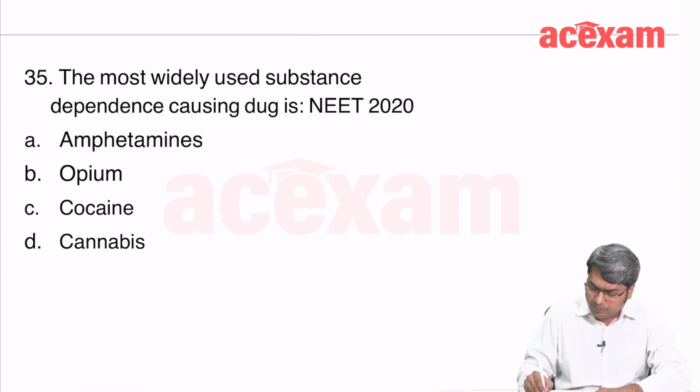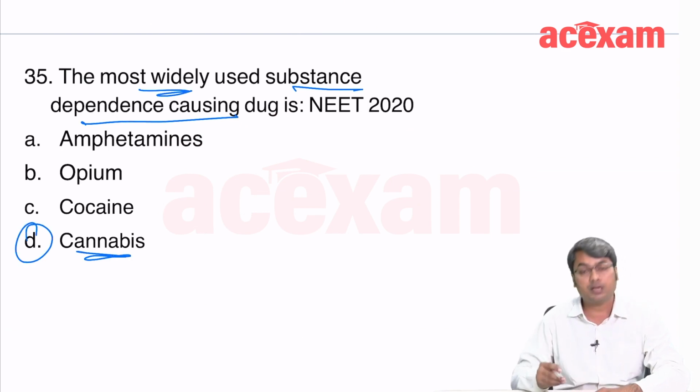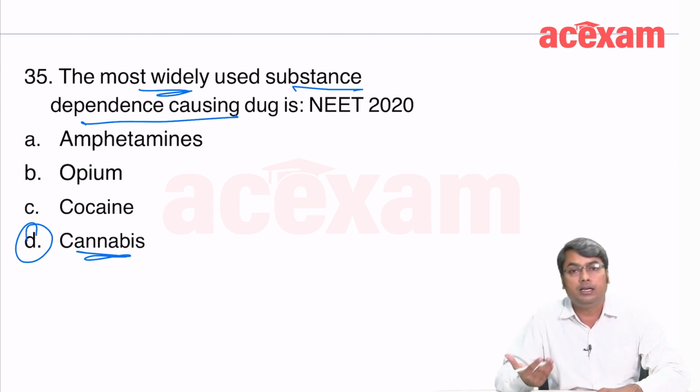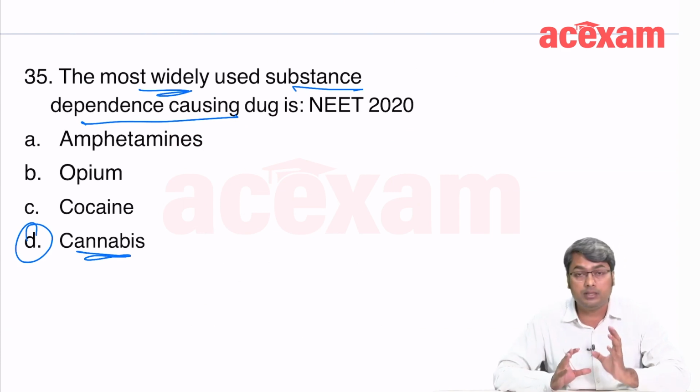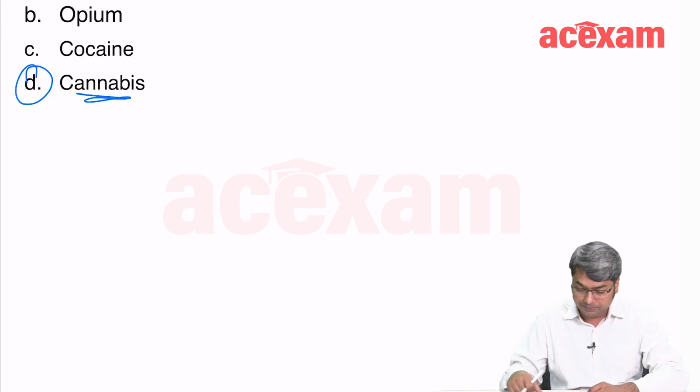The most widely used substance dependence causing drug is cannabis. Cannabis produces substance dependence, but this is a psychological dependence. It does not produce physical dependence, and that is why it is not a hard drug.